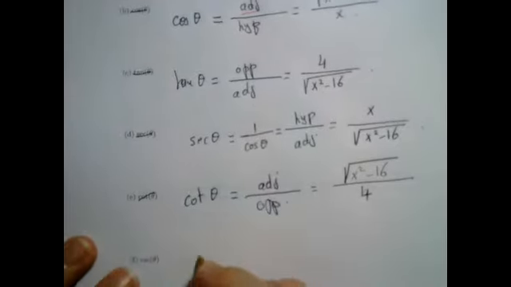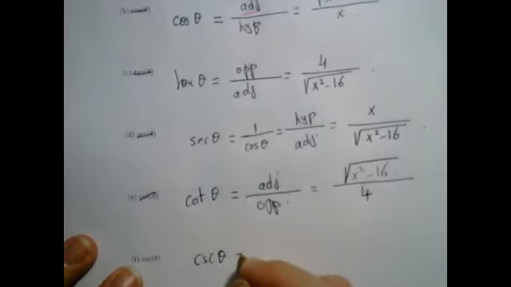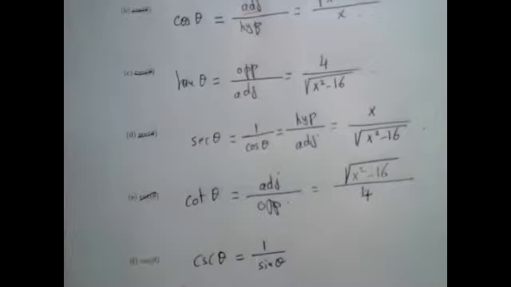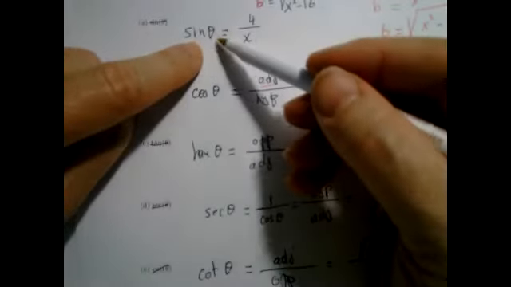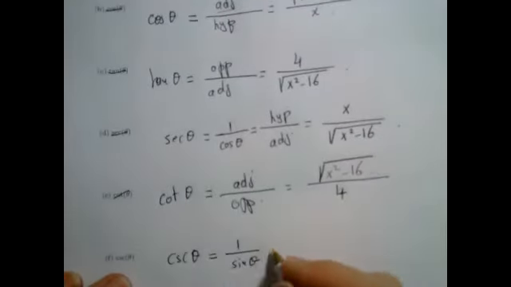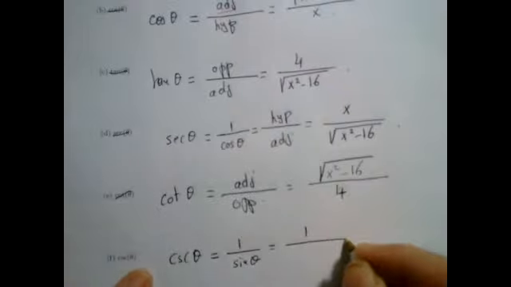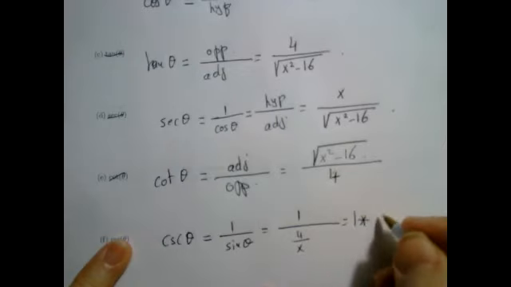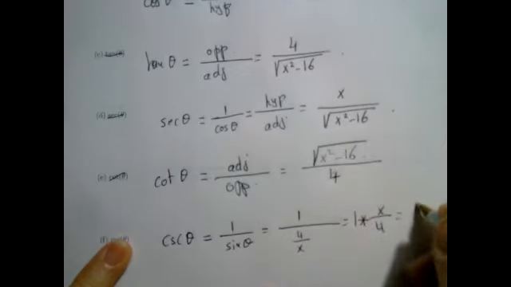Now, what's the cosecant? The cosecant is 1 over the sine, which means you flip the sine. Now the sine is 4 over x, so it's 1 over 4 over x. You flip it, which means 1 times x over 4, which gives me x over 4.